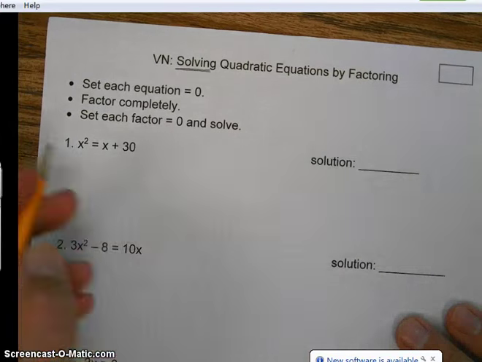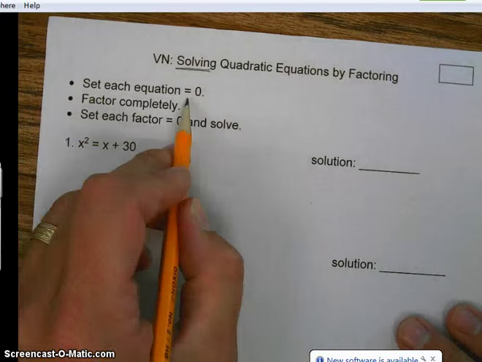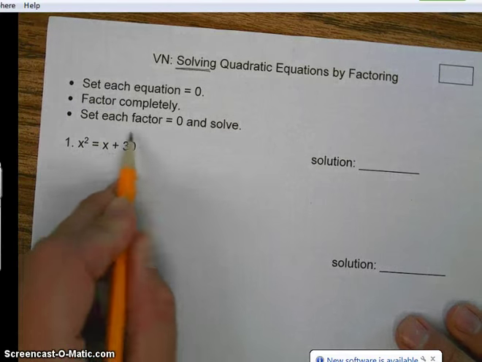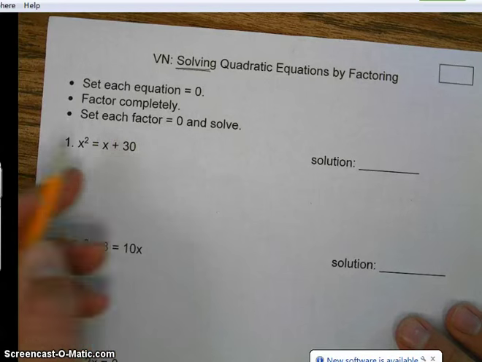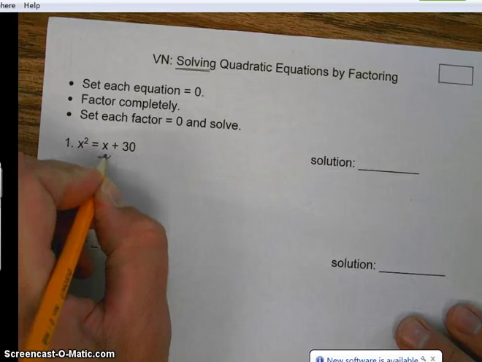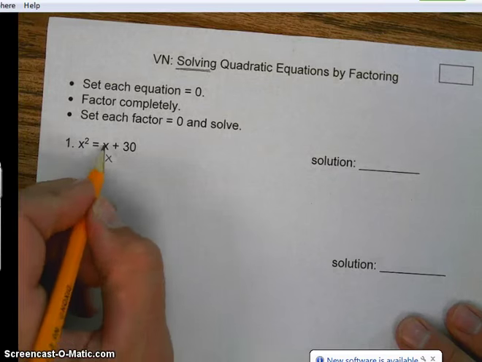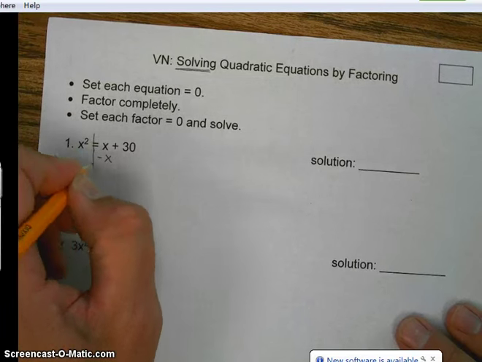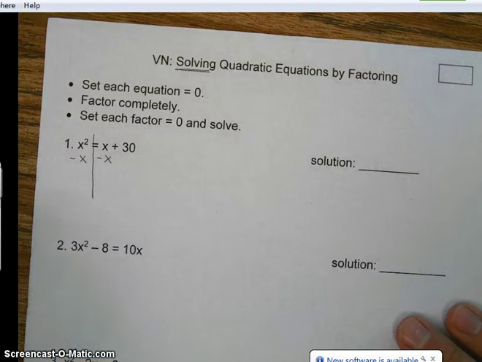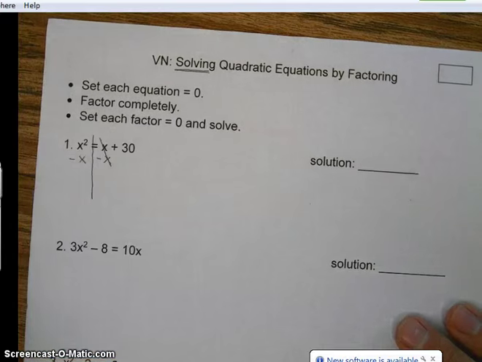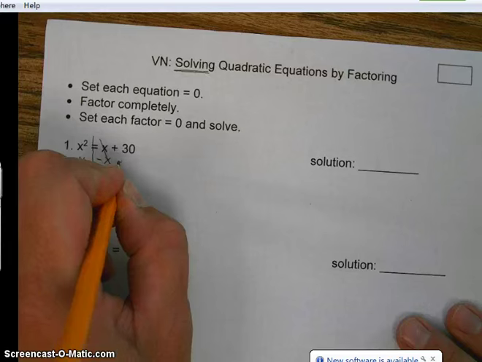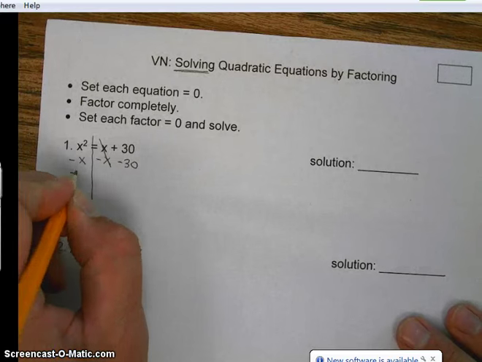Okay? So the first step is to set each equation equal to 0. So when you look at the equation, it's not equal to 0. So we want to zero these out. So to zero them out, we're going to cancel them by using the additive inverse property. So we're going to subtract the x. Remember, though, when you do something to one side, you have to do it to the other side. So that's going to cancel out. Then to cancel out the plus 30, using the additive inverse property again, we will subtract 30 on both sides.